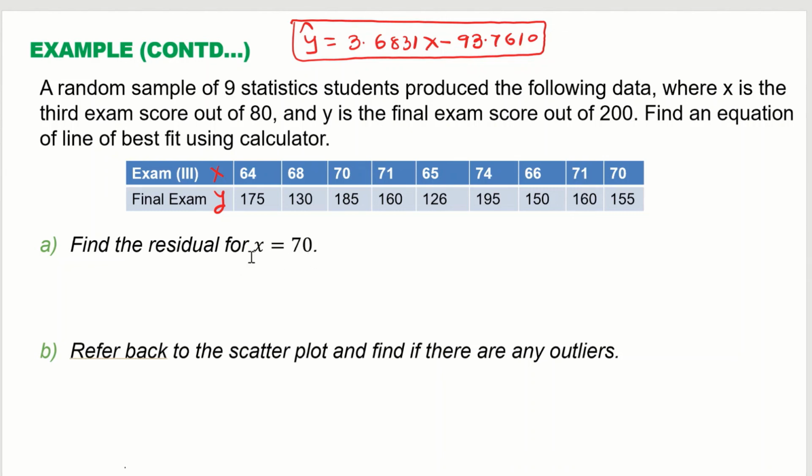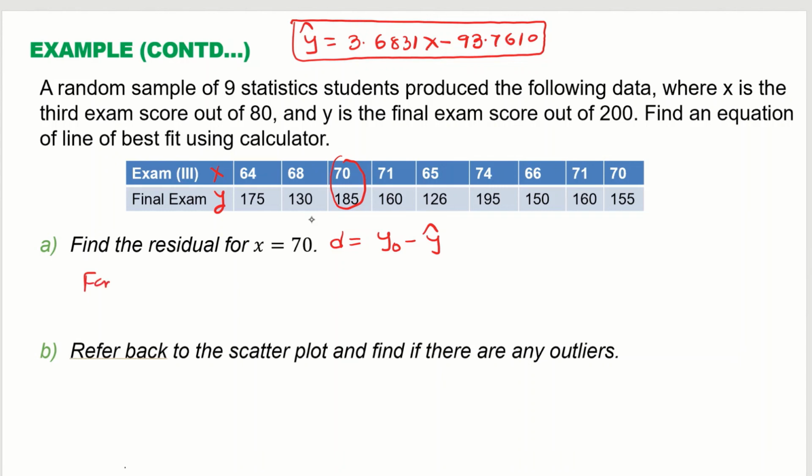When you recall the definition of residual, it was d, the residual, is equal to observed value minus the predicted value. For x equal to 70 here, you already have the observed value. The observed value was 185, but we don't know what is that predicted value. So let's find the predicted value first.